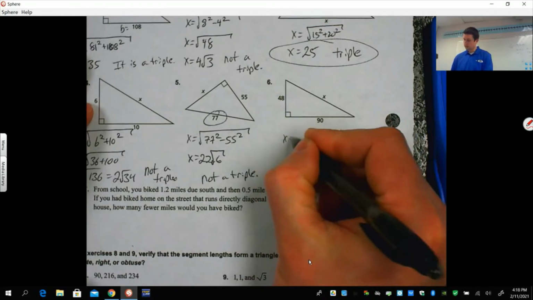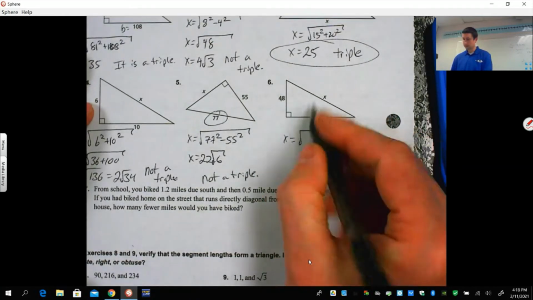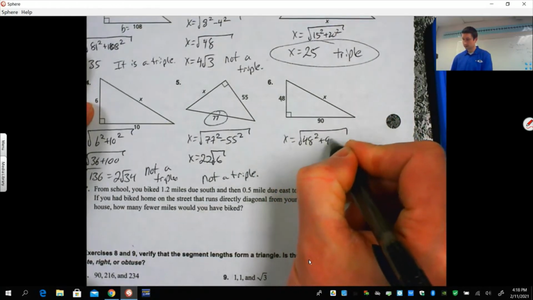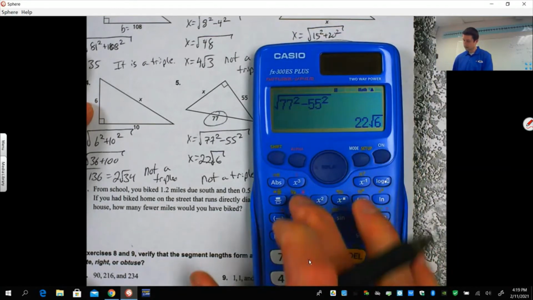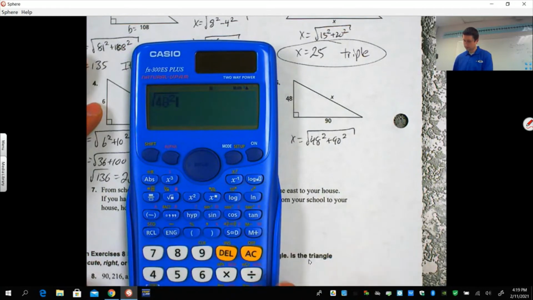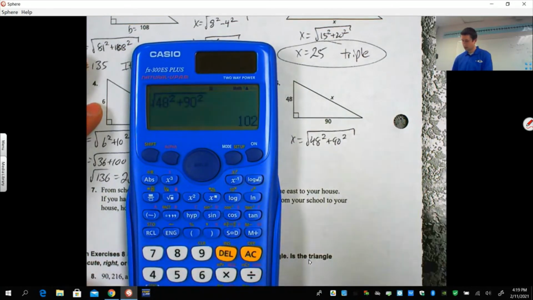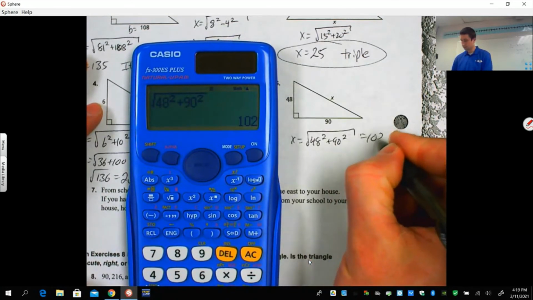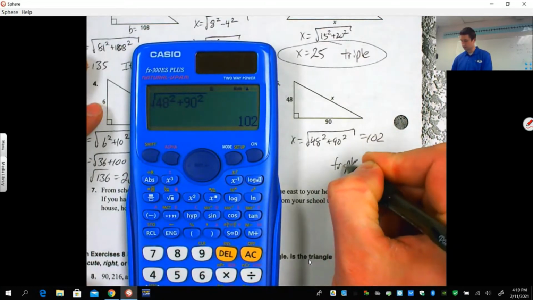48, 90, so x is the square root. Those are the legs. 48 squared plus 90 squared. There we go, we can see that. 102. We got a triple. We got ourselves a triple.